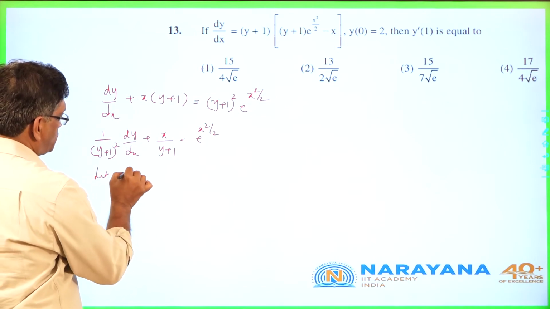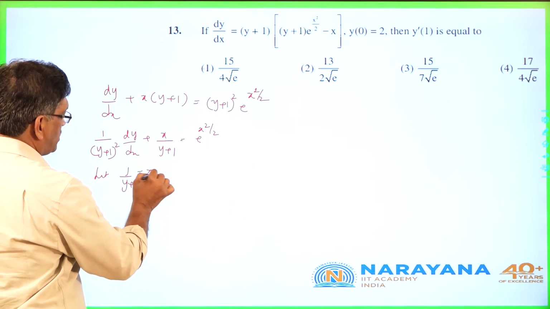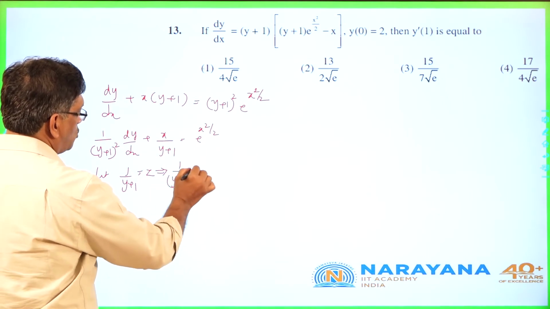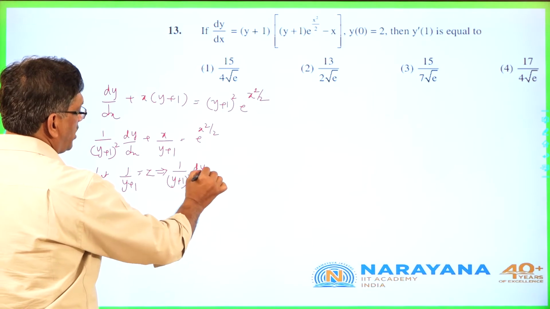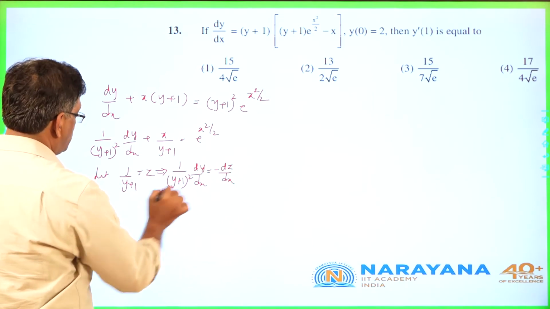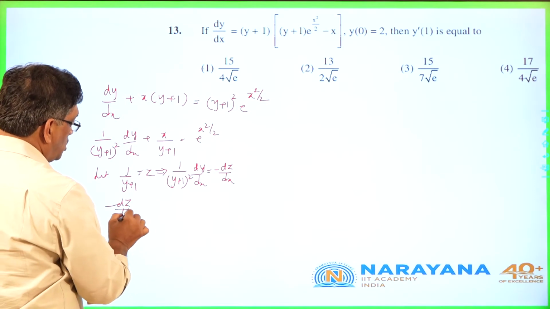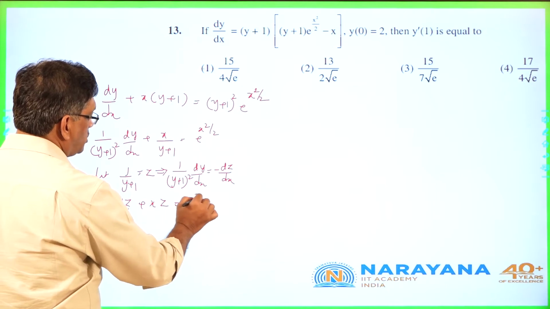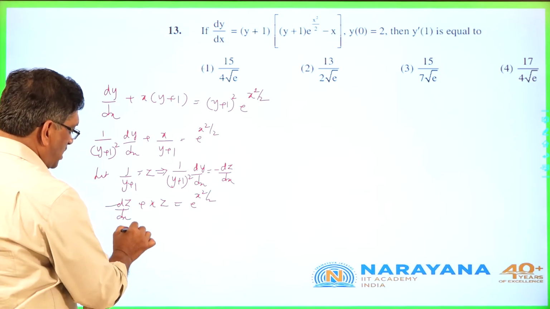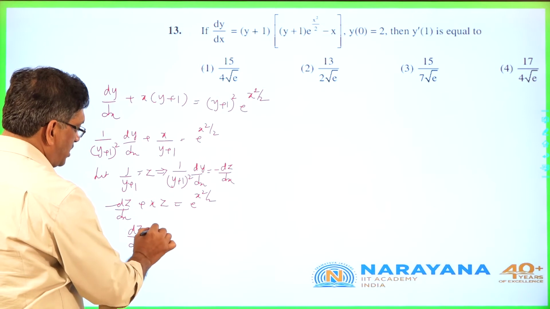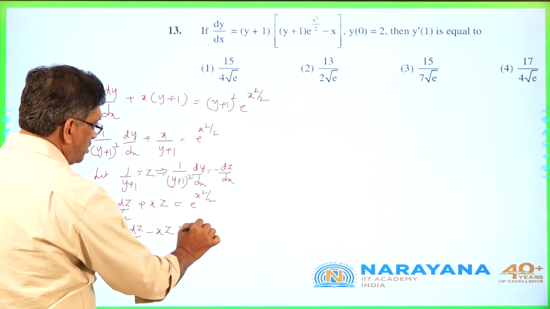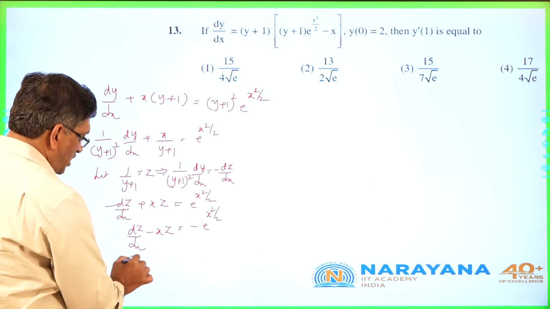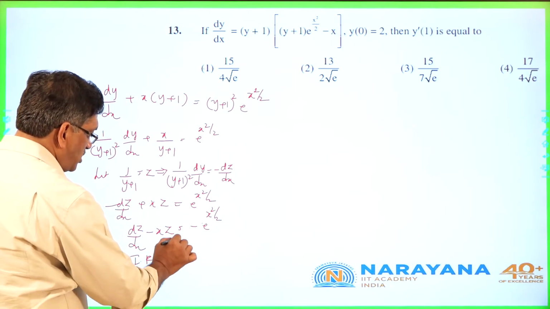Let us take a substitution. 1 by y plus 1 is z. That means minus 1 by y plus 1 whole square into dy by dx is dz by dx. So it is minus dz by dx plus xz is equal to e power x square by 2. It is dz by dx minus xz is equal to minus e power x square by 2. It is now a linear differential equation.